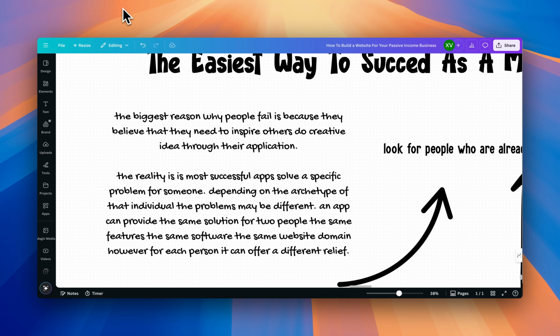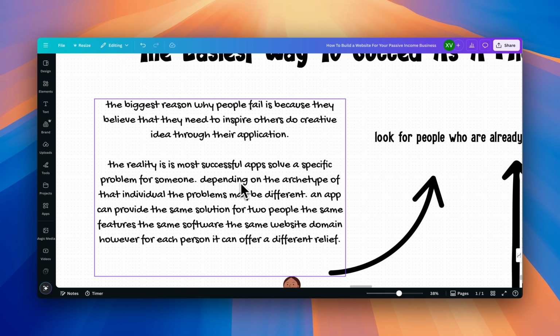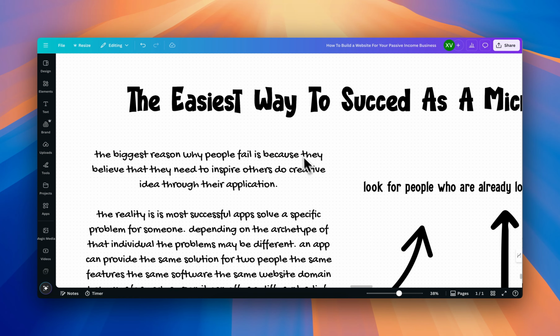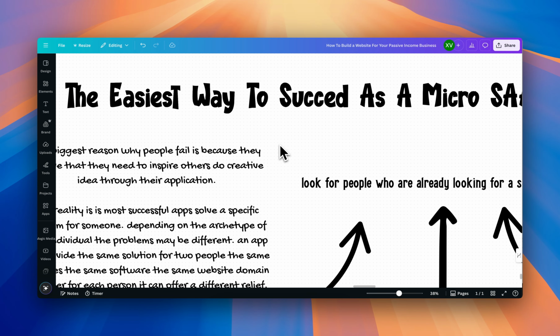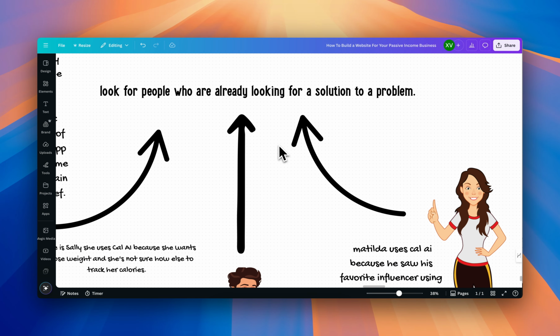Well, the most successful apps solve a specific problem for someone. Depending on the archetype of the individual, the problems may be different. However, the app could literally be the exact same website domain given to every single person, but yet those solutions are different. People come to your application for different reasons, and this is one of the things, like I said, that makes it an easy way to succeed in SaaS. You have to look for people who already are looking for a solution to their problem.